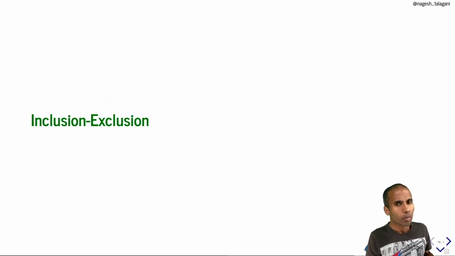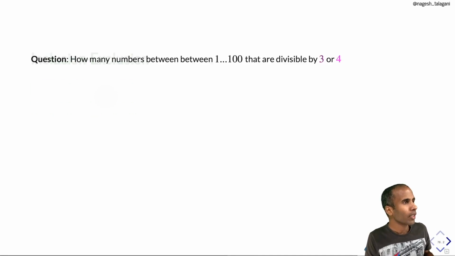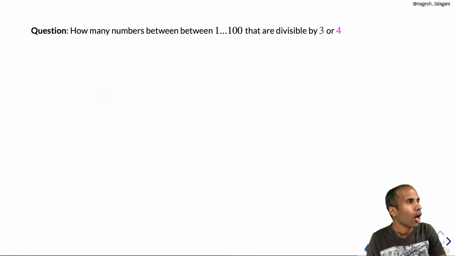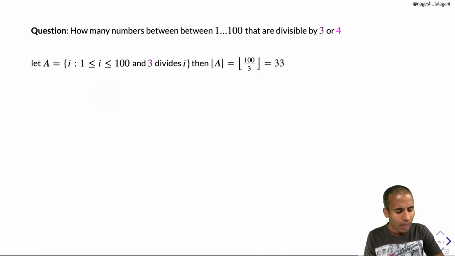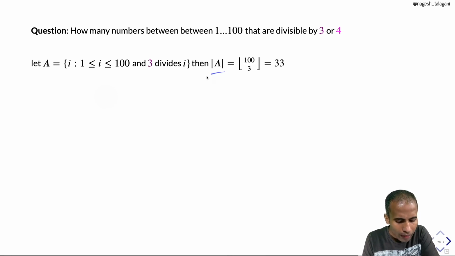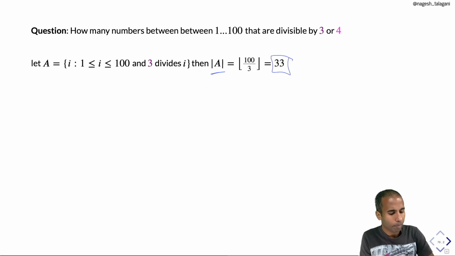Inclusion and exclusion. Let's see an example here. How many numbers between 1 to 100 are divisible by 3 or 4? Let A be the set of all numbers between 1 to 100 that are divisible by 3. Then the number of elements in A is going to be the floor of 100 by 3. 100 by 3 is 33.33. If you take the floor, you will get 33.